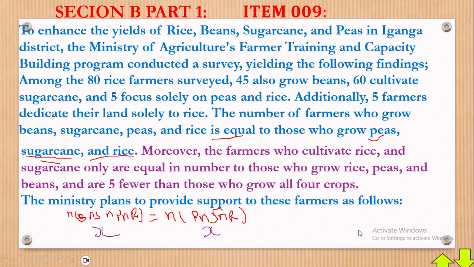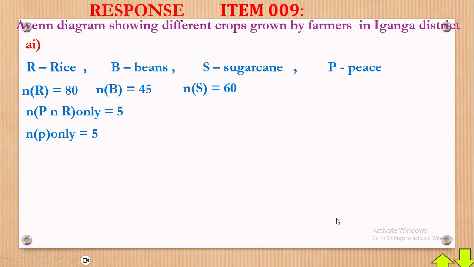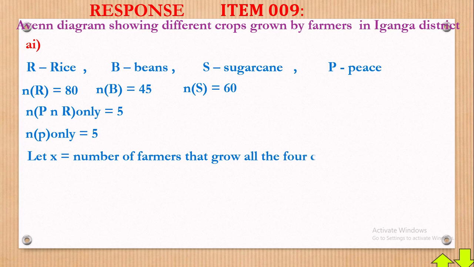Let's go there and see in our summary. We continue slow but sure. So next we are saying, let x be the number of farmers that grow all the four crops. All the four crops are meaning rice, beans, sugarcane, and peas. Okay, good. Then the logic says, that's our logic, number in all the crops.